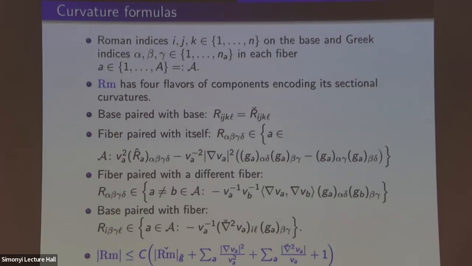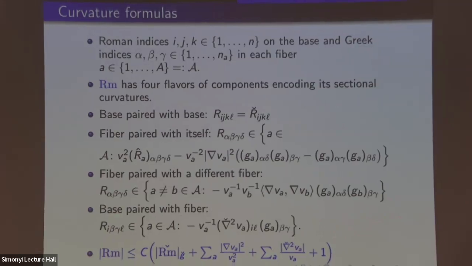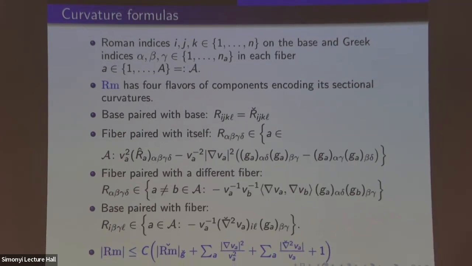And we will use Roman indices to denote geometric quantities on the base, and Greek indices, alpha, beta, gamma, etc., to denote geometric quantities in each fiber, right? And there are A fibers that we have. And if you calculate the Riemannian curvature, it has basically 4 different flavors, right? So in the first one that I wrote, all indices lie on the base, and then you just get back the curvature on the base.